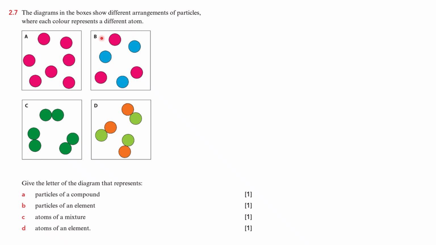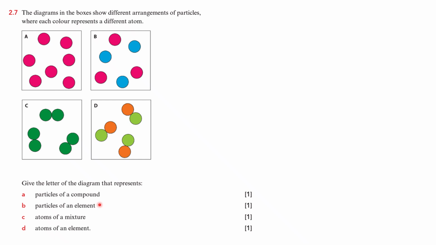Now the next question is, the diagrams in the boxes show different arrangements of particles where each color represents a different atom. So here we are provided with the representation of different particles or atoms in different systems. Now what do we have to do with this? The question is, give the letter of the diagram that represents particles of a compound, particles of an element, atoms of a mixture, atoms of an element. So when we talk about particles of a compound, what do you mean by this term compound?